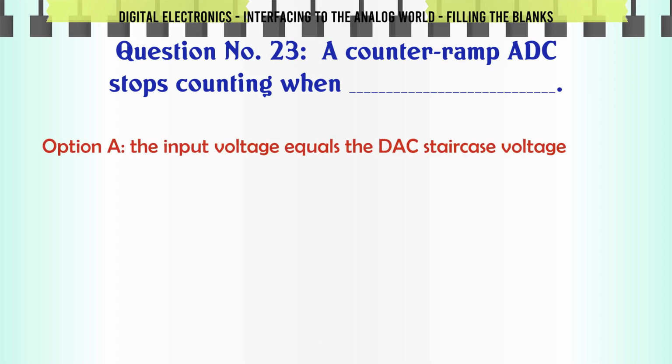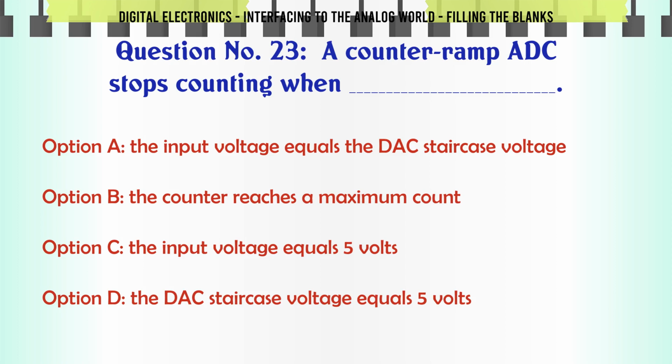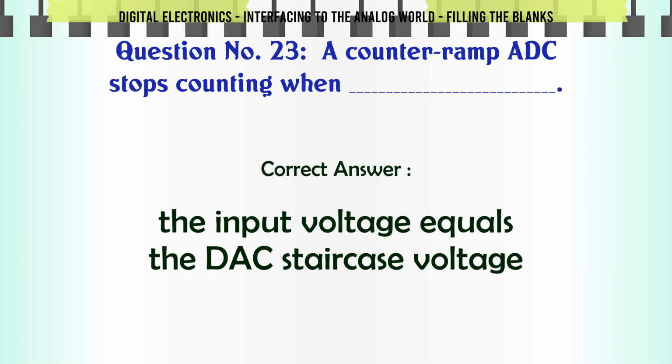A counter ramp ADC stops counting when: A. the input voltage equals the DAC staircase voltage, B. the counter reaches a maximum count, C. the input voltage equals 5 volts, D. the DAC staircase voltage equals 5 volts. The correct answer is the input voltage equals the DAC staircase voltage.